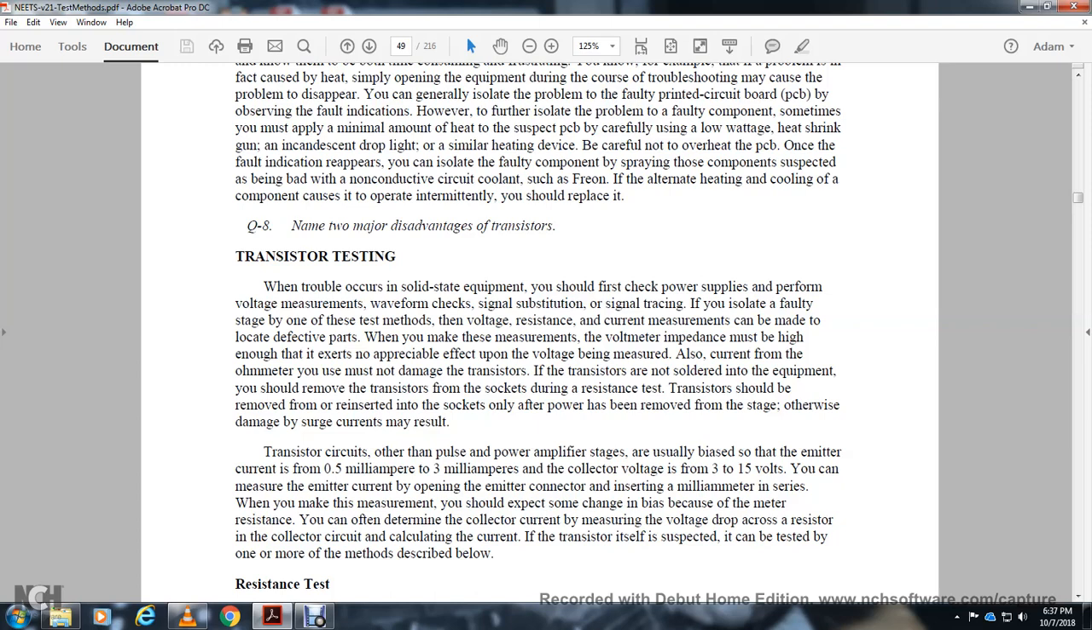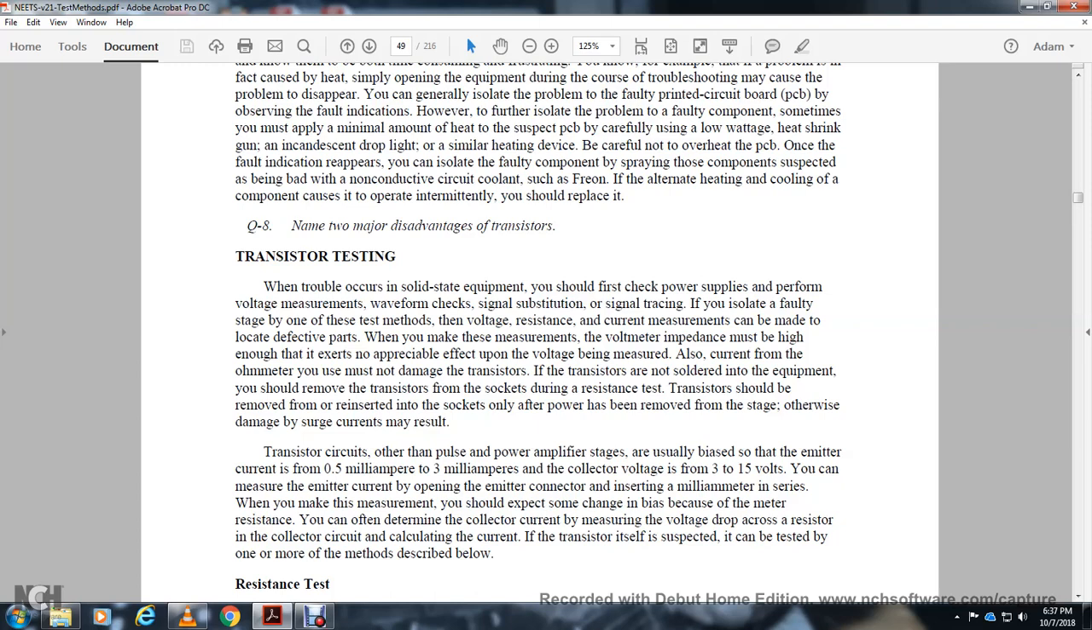Alright, transistor testing. When troubleshooting solid state equipment, you should first check the power supply voltage, measure the waveform, check the signal, and substitute the signal to isolate the faulty stage. Then test the voltage, resistance, and current measurements to locate the defective parts. The meter resistance must be high enough to exert no appreciable effect on the voltage being measured.